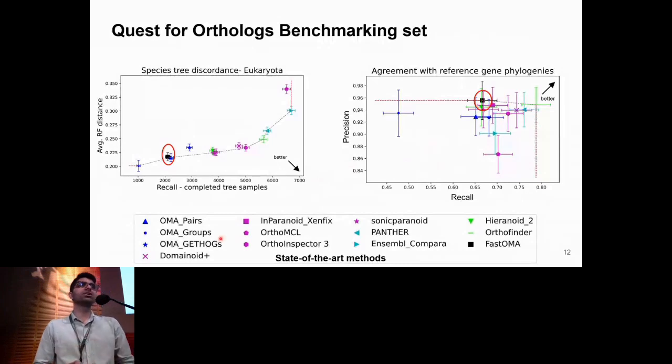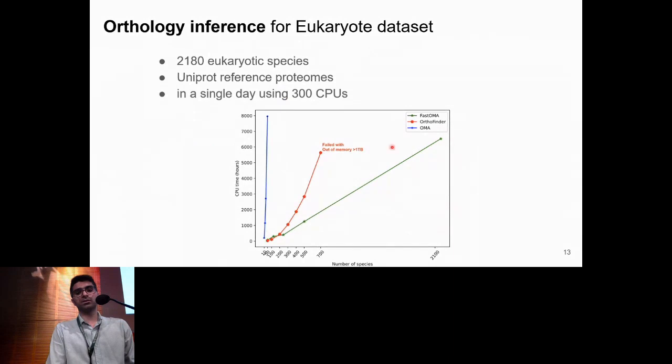Usually, many of the orthology methods can scale to tens or hundreds of species. Here, we were able to run FastOMA in a single day using 300 CPUs. This is 2,000 species. And the current version of OMA is a bit slow, it can only handle tens of species. And OrthoFinder, the standard version, was a bit challenging, and the parallelized version needs several CPU hours, and at some point it failed with out of memory.